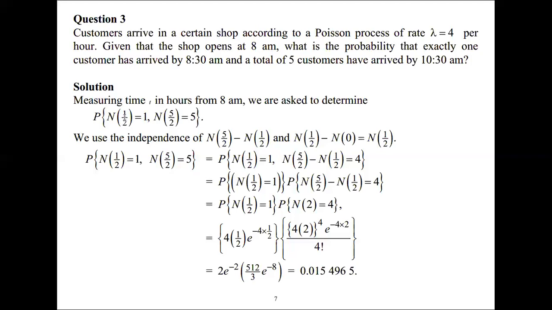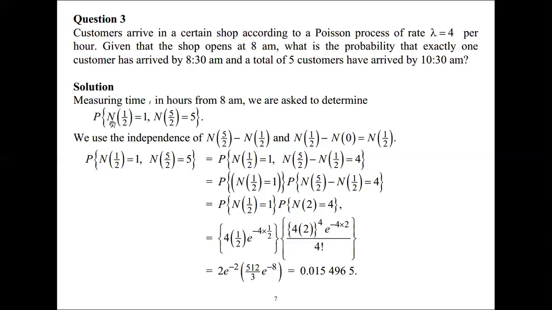Have you seen the solution? Here is half an hour, and the second time is 2.5 hours, that's 5/2. So this is the probability you want to determine: that within the first half hour, only one person arrived, and that after 2.5 hours, 5 customers arrived.